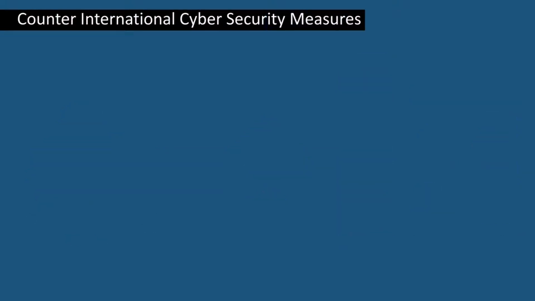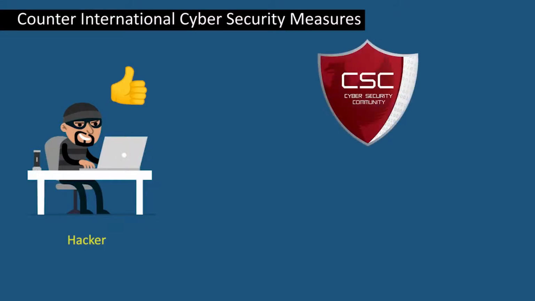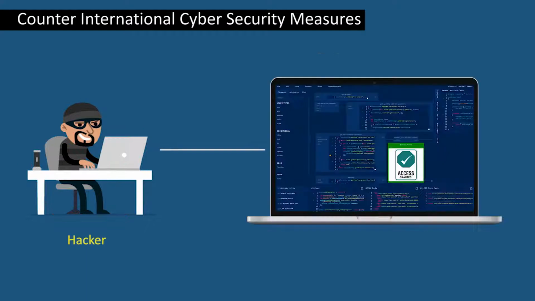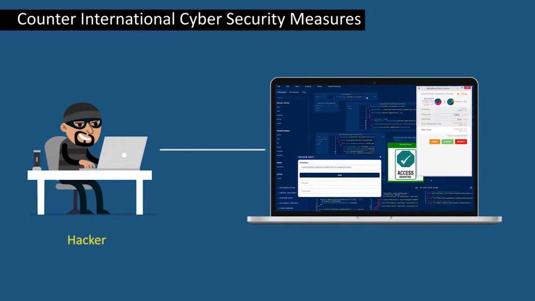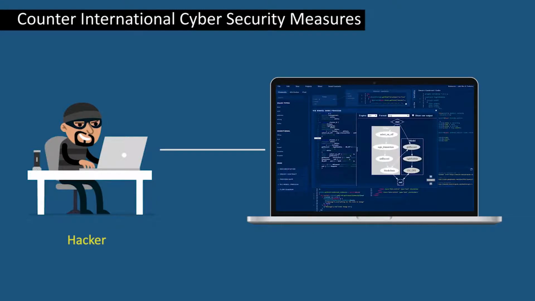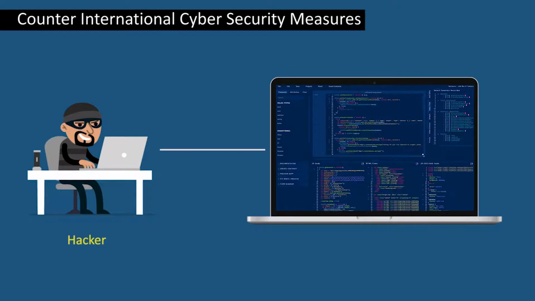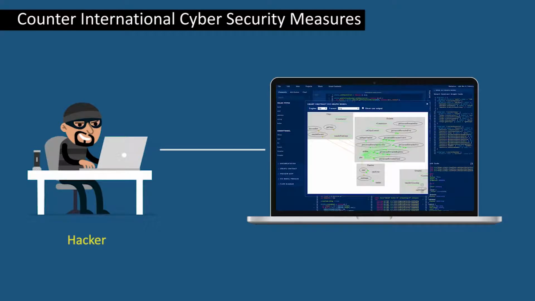Counter international cybersecurity measures. The hackers who initiate the cyber attacks mainly concentrate to challenge the initiatives taken by the international cybersecurity community to stop and prevent the cyber attacks. The attackers do this by hiding their malicious code within some normal program to bypass the security scan, and also they increase the complexity of the attack patterns.